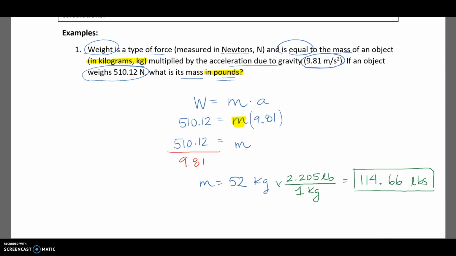So some important things that we did here, we rearranged the equation to solve for an unknown, and then we paid attention to the units that the calculation would give us, and did a conversion to get to the units that we wanted at the end.